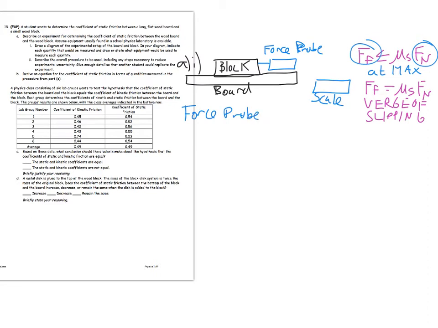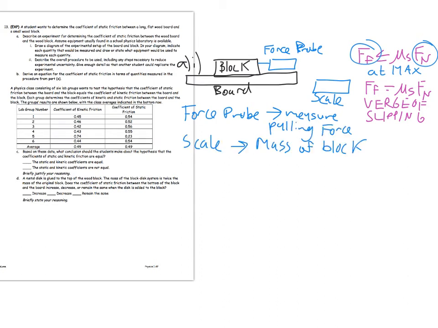And so we're going to say we use the force probe to measure the pulling force, and we're going to use the scale to get the mass of the block. So we've now completed part 1, talking about the raw data we're going to get. And again, I know we're doing this in the order the questions are asked, but it might actually be easier to do part B first and then go back and think about how you're going to get the information that you need.